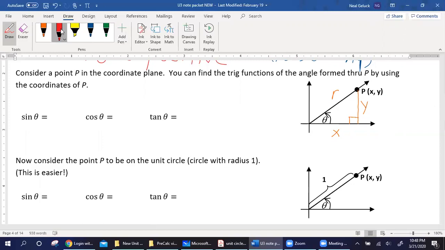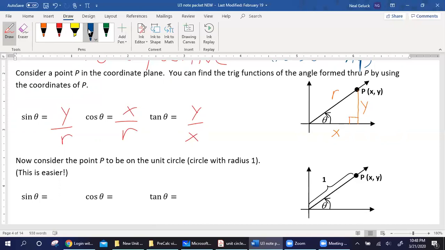If I wanted to know the sine of the angle, sine is opposite over hypotenuse, it would be y over r. Cosine would be adjacent over hypotenuse. Tangent would be opposite over adjacent. Notice that I'm using the coordinates of the point to figure out the trig functions. That's a key here.